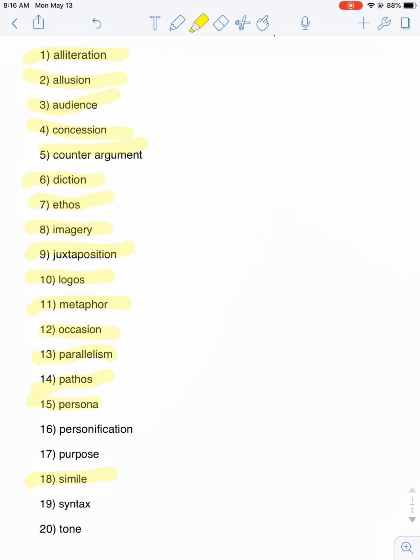Persona is probably not something you're going to see too much, but it's worth knowing just in case. It's the idea of being a character, of putting on a mask and presenting yourself a little bit differently, perhaps, than reality. Personification is when we give human qualities to non-human objects or to non-human things. I guess it doesn't have to be an object. It could be an idea, but I think we're familiar with that.